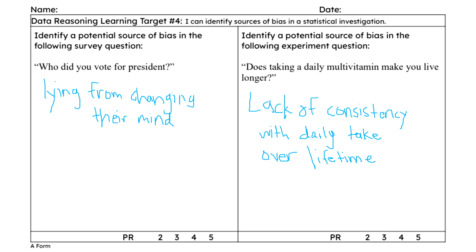So whether it is a survey or an experiment, you're looking for what are problems that can sway the results, that can influence the results, that can get you false information, that can give you inconsistency or incorrect data.